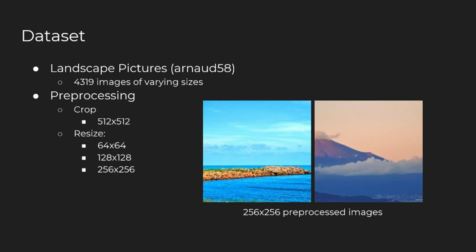For training, we chose the landscape pictures dataset by Arnaud58 on Kaggle. We suspected that training on full-size images would be infeasible, so we pre-processed the data by first cropping down to 512 by 512, and then resized into three datasets of sizes 64, 128, and 256.